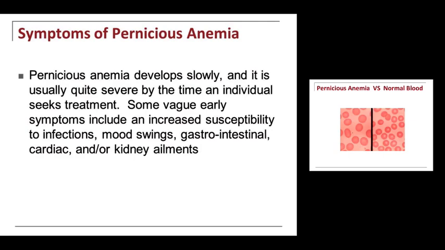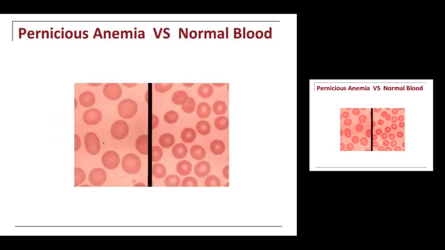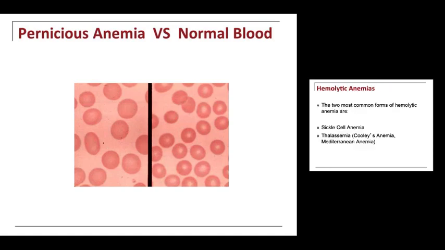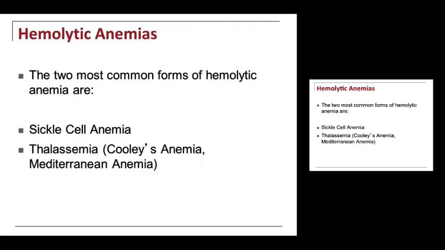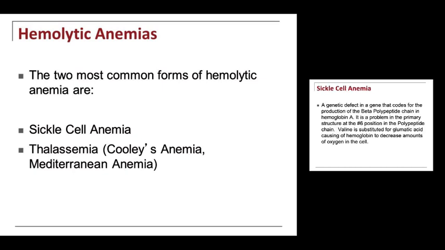On the left, you see the larger RBCs, and on the right-hand side, you see normal RBCs. You can see they're a lot larger on the left than they are on the right. The hemolytic anemias, the two most common are sickle cell and thalassemia, either Cooley's anemia or Mediterranean. Thalassemia means anemia by the sea, by the Mediterranean.